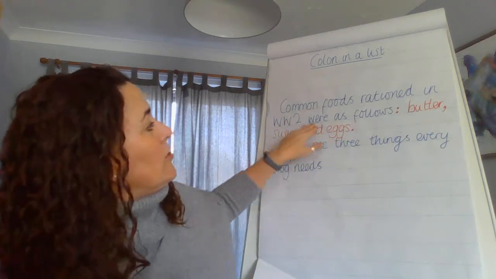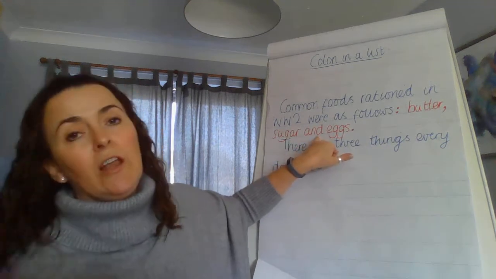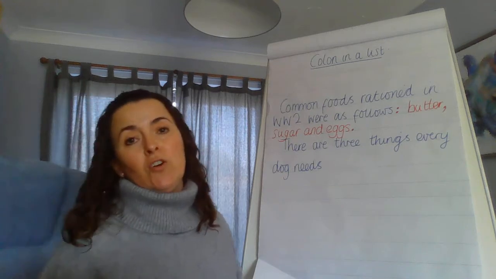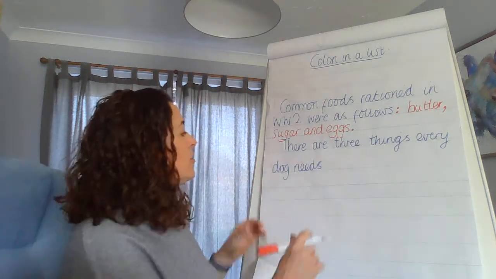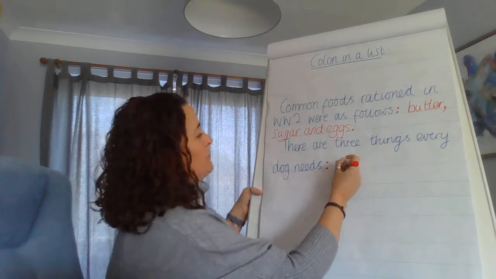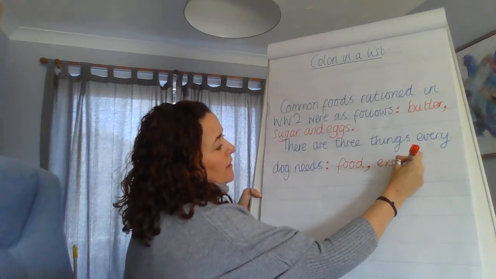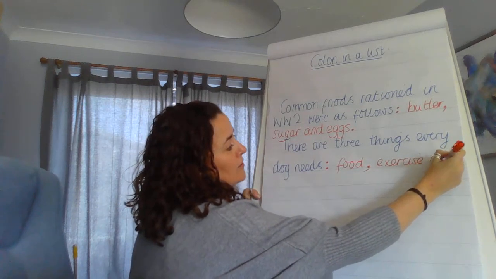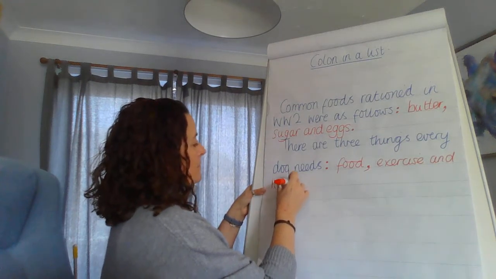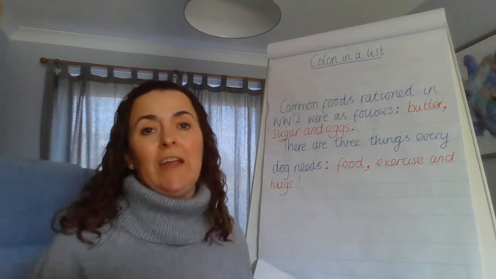We have an independent clause at the start, then we have our three items listed, separated by a comma, until you're on the last one, and then no comma for the last one. Okay, the next one then is, there are three things every dog needs. Again, that's an independent clause to start with. So you can then have your colon, and we might say food would be a good one, comma, exercise, and let's say hugs, shall we? Because every dog needs a hug. Okay. So there we have two examples of using a colon in a list.